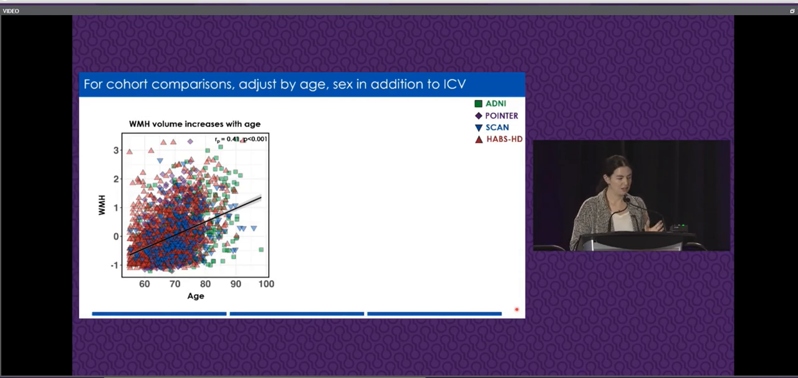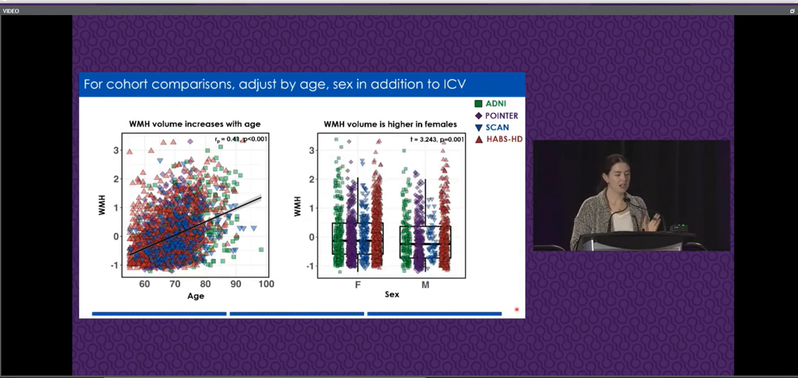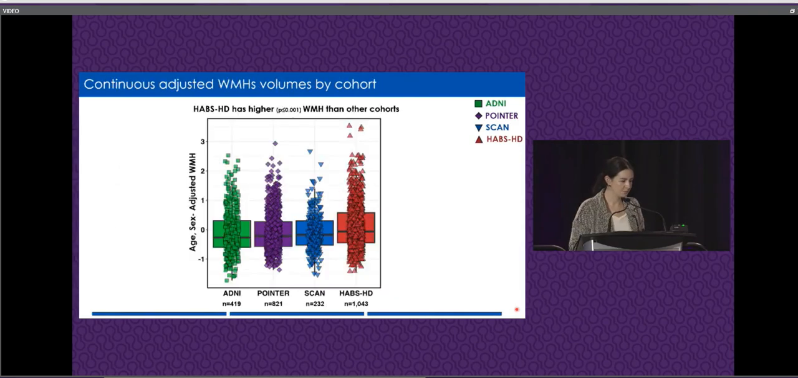This is a robust effect that's been shown many times before. It's also higher in females. Again, this is an established effect. So in order for us to do cohort comparisons and feel really good we're comparing fairly, we're going to adjust our white matter hyperintensity volumes not only by intracranial volume, but also by age and sex. So most of the plots I'll show for the rest of the presentation have this age and sex adjustment for the white matter hyperintensity volumes.